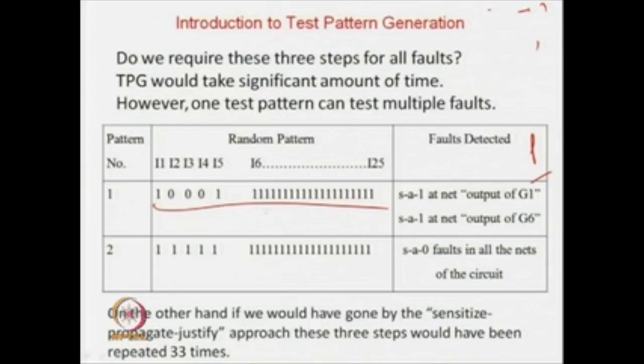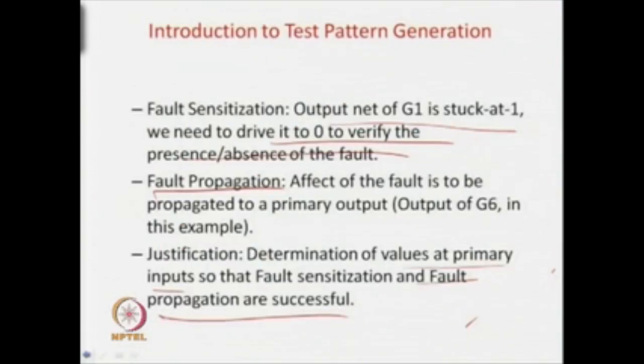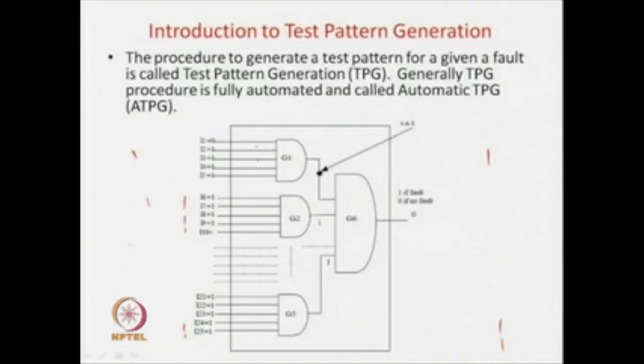So, 0 0 0 1 1 1 1 1. This pattern, let us see what happens. In this case you are applying all ones, and here you are applying say 1 0 0 0 1, some pattern you are applying. So, which faults are detected? Obviously, this is 1 1. So, this is 0 over here, this is 1 1 and this is something. Okay. So, obviously, a stuck-at 1 fault is detected over here.